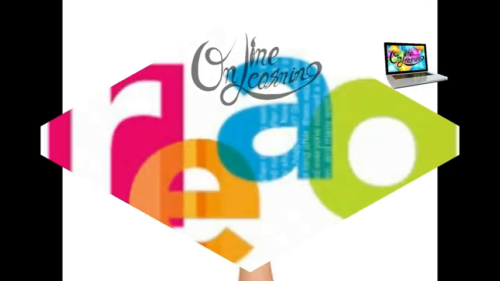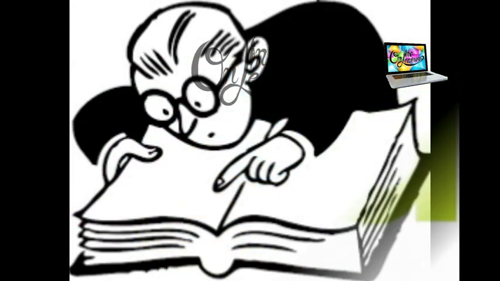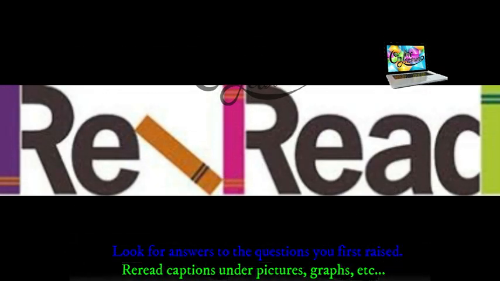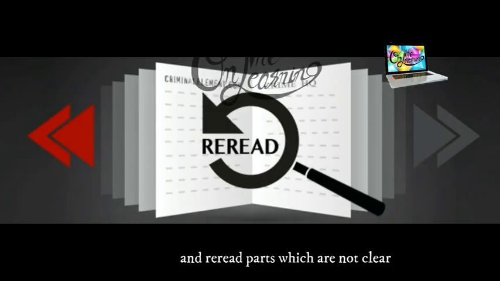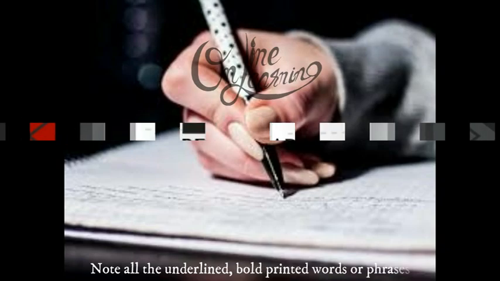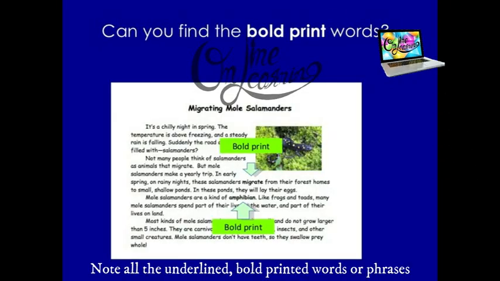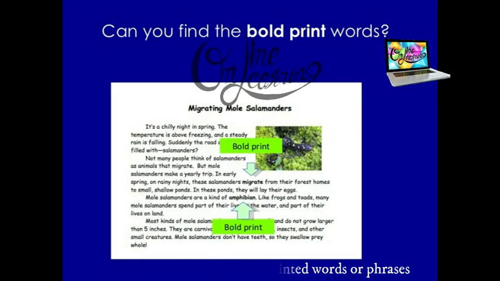Third step. Read. Look for answers to the questions you first raised. Reread captions under pictures, graphs, etc. Stop and reread parts which are not clear. Note all the underlined, bold printed words or phrases.